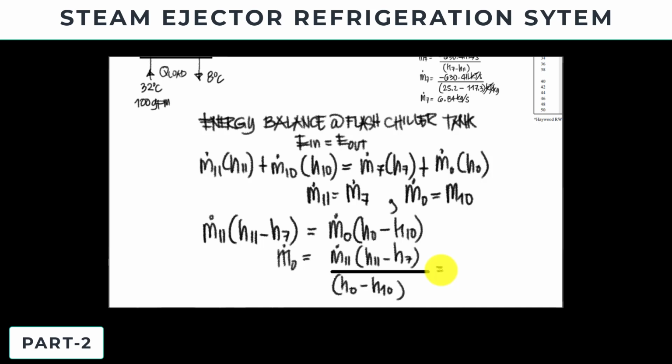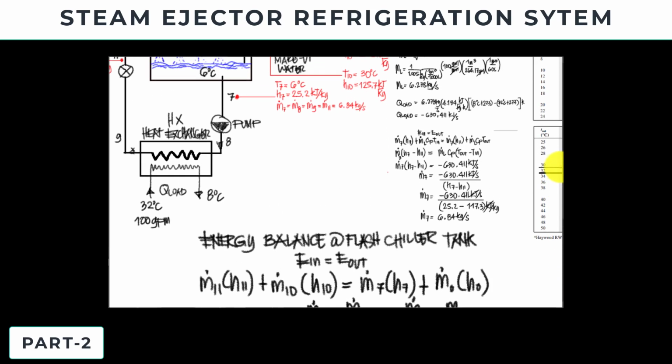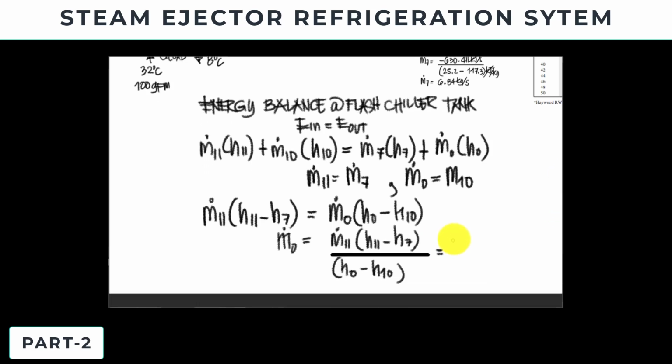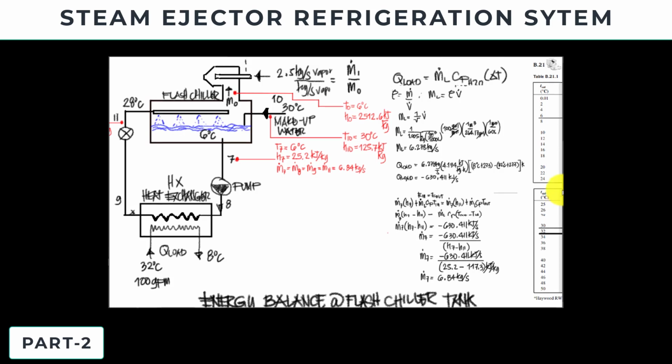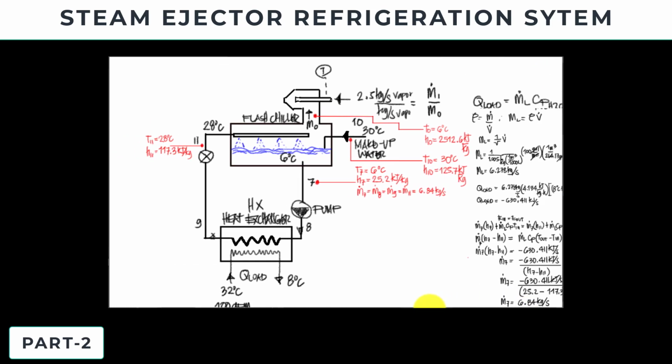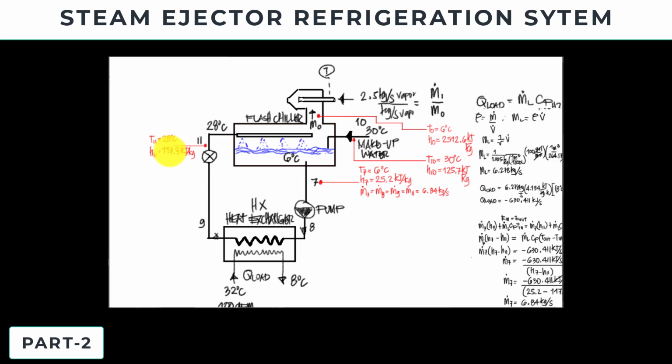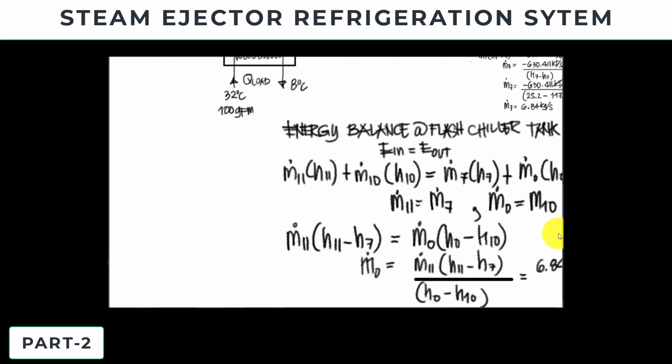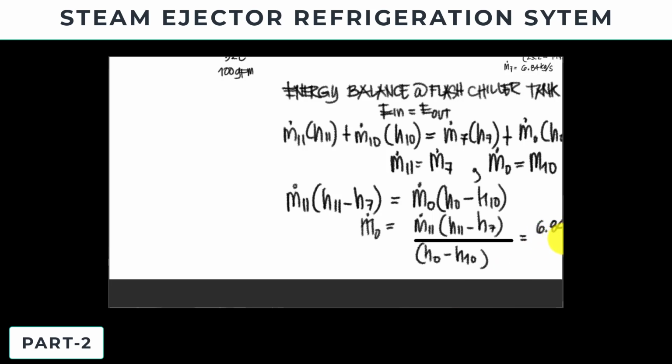So let's substitute those values. Now M11, which is equal to 7 and 8, that would be 6.84. So let's try to use that one. So we have 6.84, that would be kilogram per second, multiplied by the enthalpy 11. Now my enthalpy 11, okay, so let me check that one. That is 117.3. So 117.3.